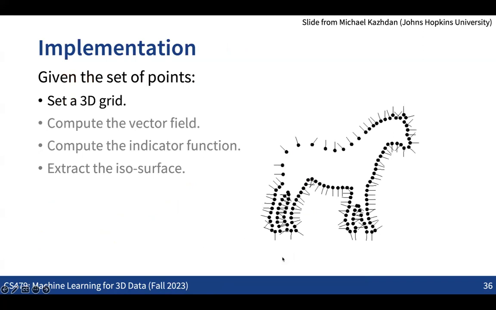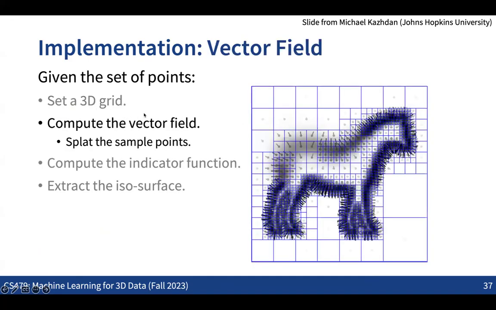So in the implementation, typically what we do is that, given a set of points with surface normal information in the 3D space, we first define a 3D grid. And for the center of each voxel, we get the vector field information, the gradient of the output function, by aggregating the points inside the voxel, right?